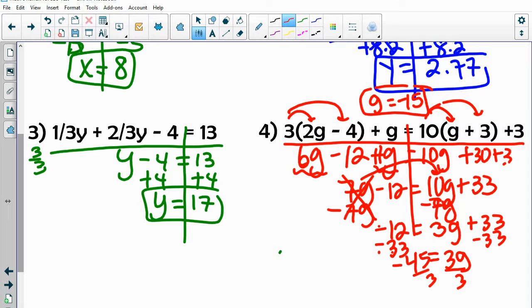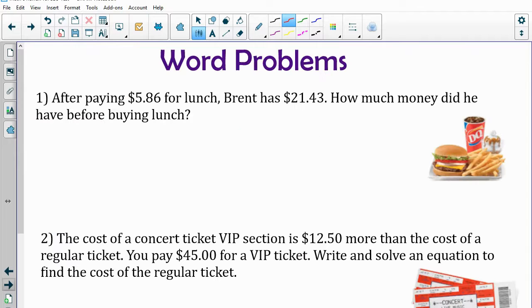Okay, so equations. I feel like you guys are doing really well with equations. We're going to do great on that part. Then we have to deal with a few word problems. So I just wanted to talk to you about a few strategies you can use. Let's look at this first one.